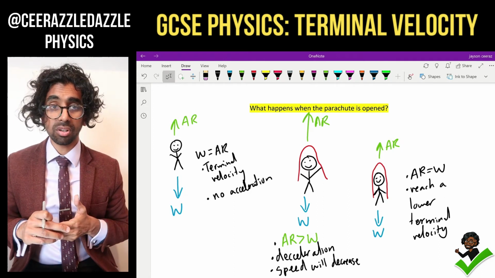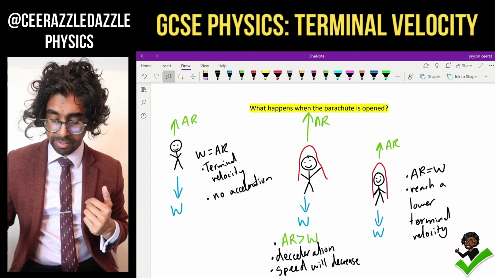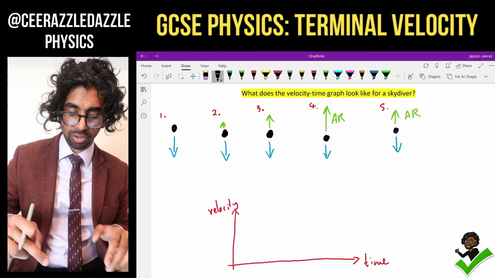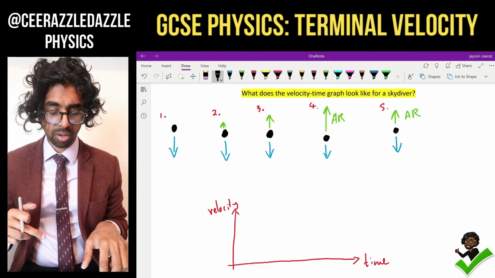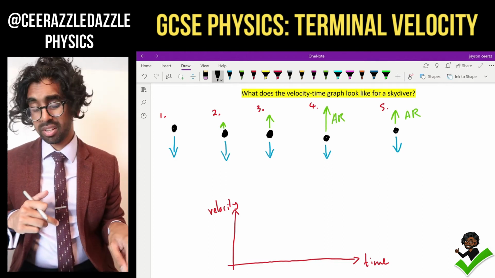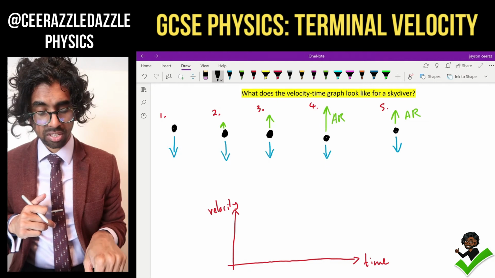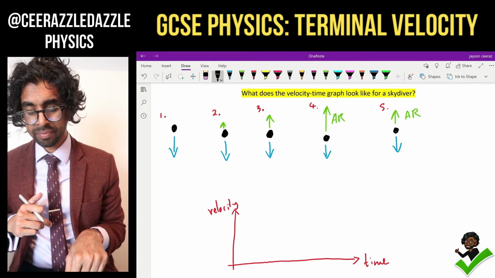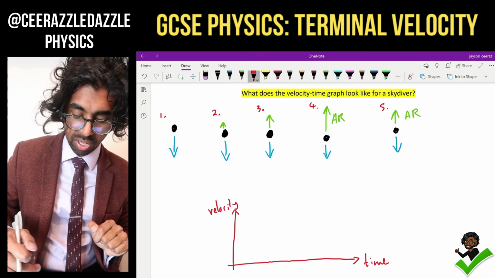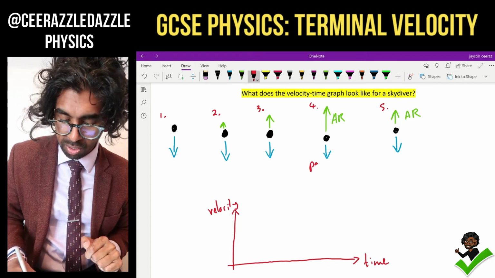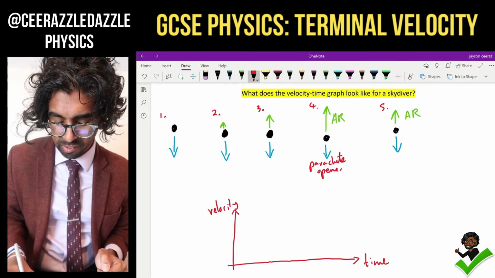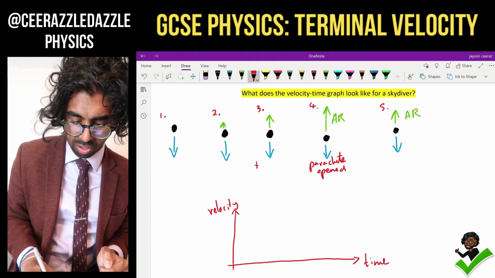So, what does that look like on a graph? Well, let's look at it. If we have the following stages now, I've just summarized it. I've just drawn dots here to represent the skydiver: 1, 2, 3, 4, 5. Notice initially the weight is only acting, then the air resistance builds up, then finally the air resistance matches the weight. Then I open the parachute, so this point here is the parachute being opened. This bit is obviously terminal velocity.